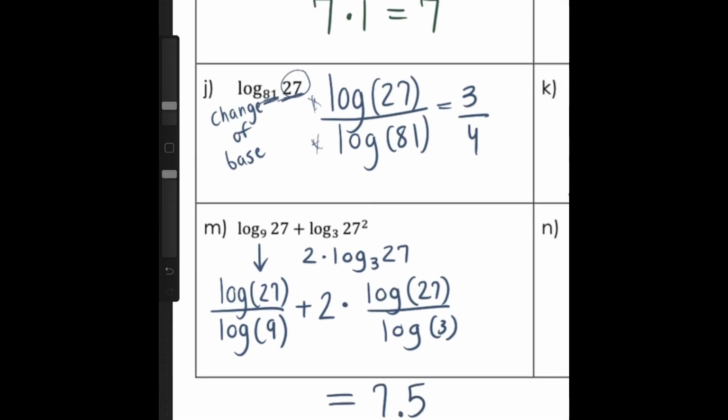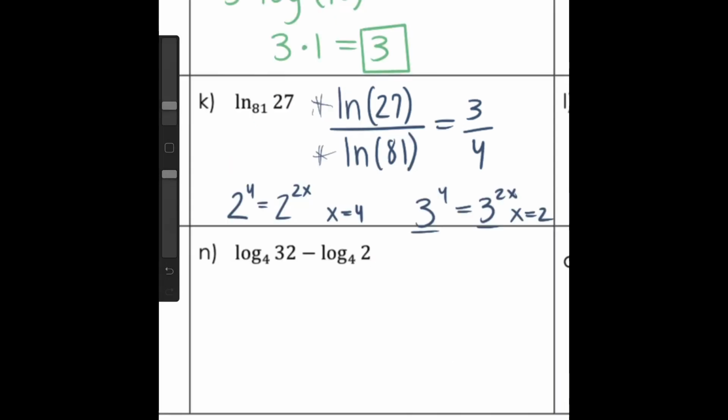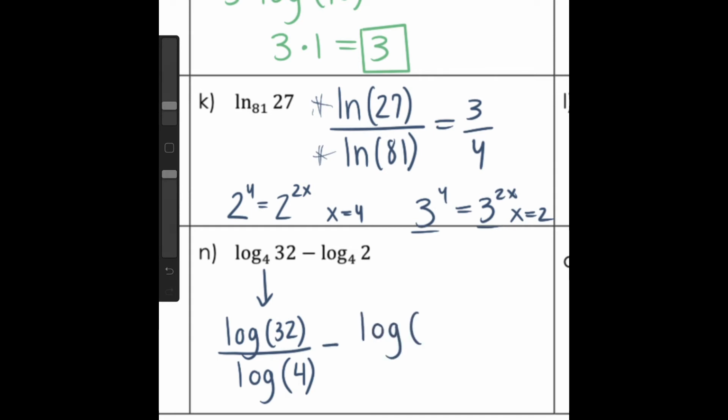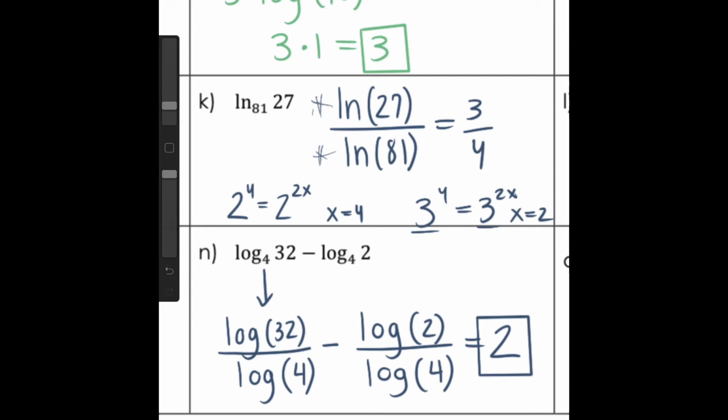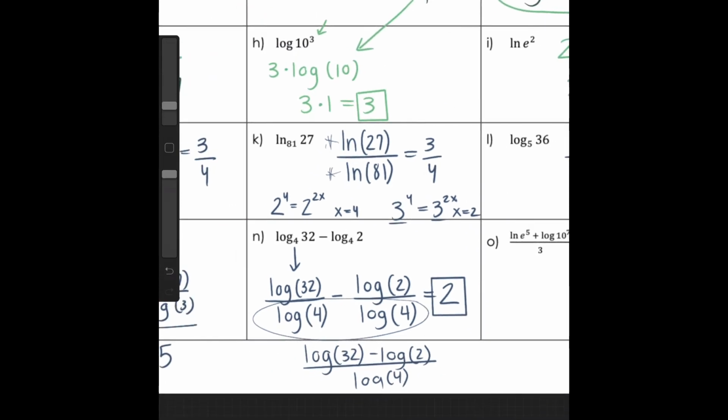And you could have done this whole calculation in 3 separate parts as well, and that would still come out to be the same answer. So this is the change of base rule, log of 32 over log of 4 minus log of 2 over log of 4. And that comes out to be 2. And you'll notice these also had a common denominator. So you could have done this as one big fraction.